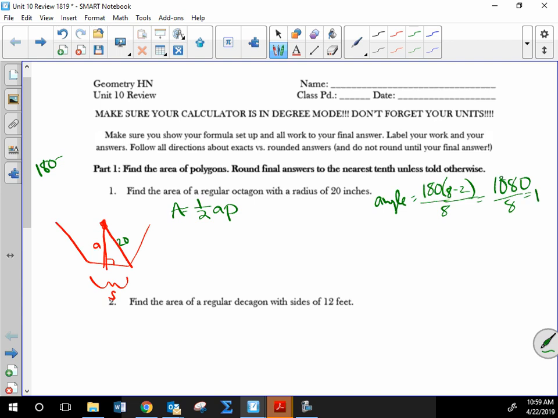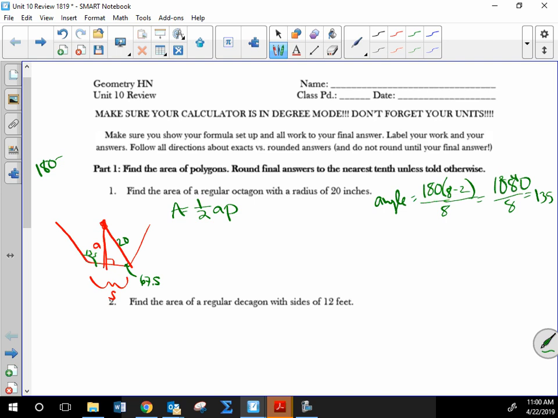8 goes into 10 once, 2 left over. 8 goes into 28 3 times, 4 left over. 8 goes into 40 5 times. 135. Okay, so this entire angle is 135. Now, how much is this angle? Half that. What's half? That's difficult. 67.5. That's exactly it. Very good.